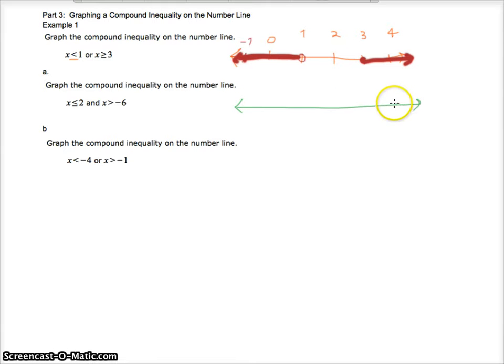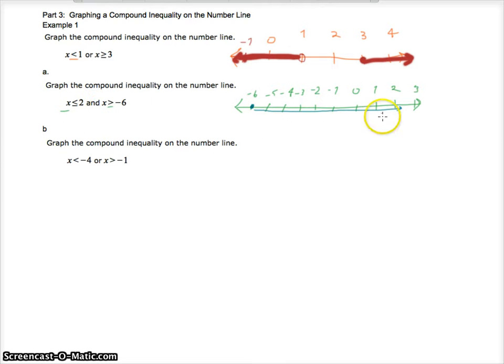Here we have an and compound inequality. We're going to look at 2. We'll put 3 up here. So we have 2, 1, 0, -1, -2, -3, -4, -5, and -6. I want to graph values less than 2 and greater than -6. So let's start with that. Here's -6, and it says values greater than -6.